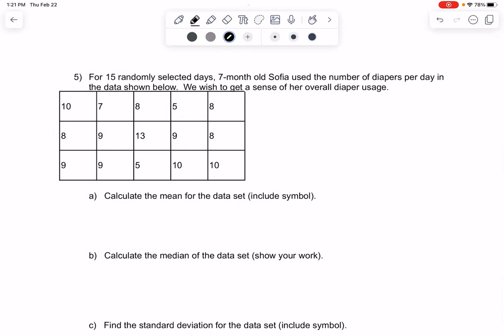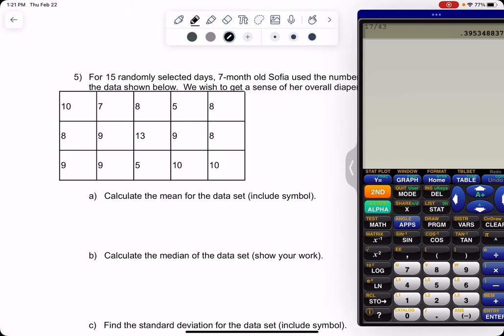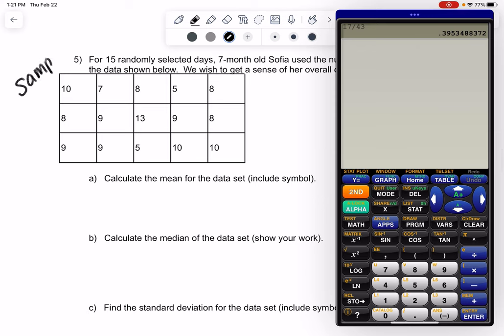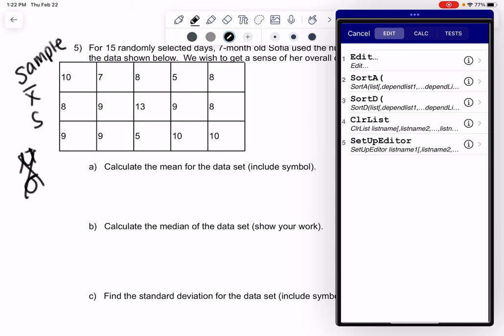I noticed we're going to find mean and median and standard deviation, so we'll probably pull out the calculator in a second. We have 15 random days, and we have Sophia's diaper usage per day. And we want to get a use of her overall diaper usage. So that hints to me that this is only a sample, which means we'll use X bar and S, not mu or sigma. We use those for populations. So if I want to find the mean and standard deviation and median, I can use the calculator.